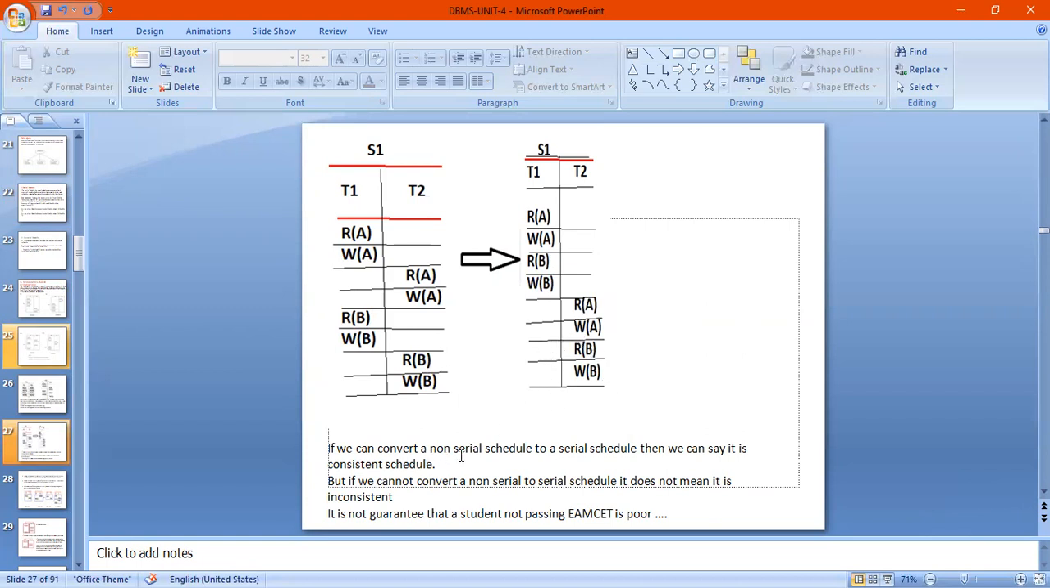If we can convert the non-serial schedule to a serial schedule, then we can say it is a consistent schedule. But if we cannot convert a non-serial schedule to a serial schedule, it does not mean it is inconsistent. It is like saying a student not passing an exam is not guaranteed to be poor.